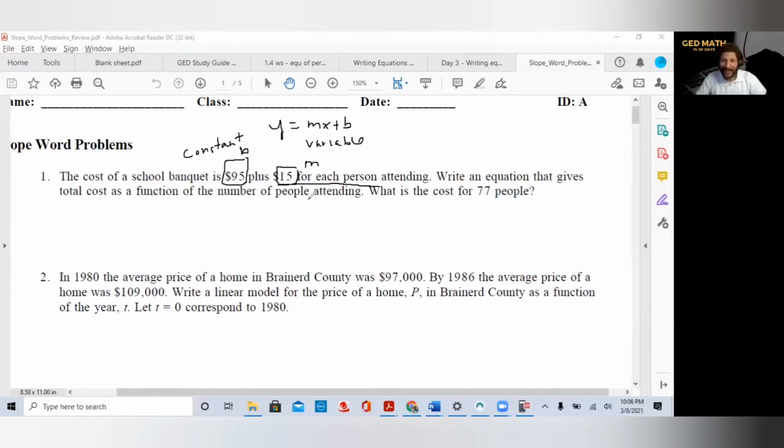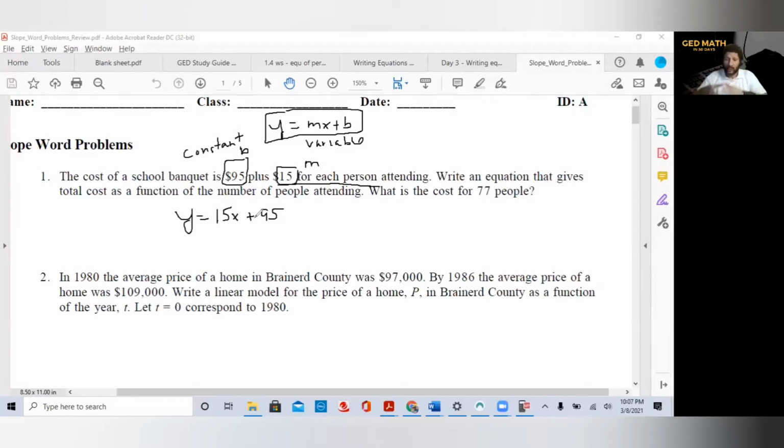Now we just plug those numbers into our slope-intercept form. So y equals 15x plus 95. It's that easy. You were reading this and saying, I don't know what to do. Identify what your constant is. What's not changing? That's going to be your b or your y-intercept. Then look at what's changing, and that's going to be your slope. Because remember, slope is a constant rate of change.